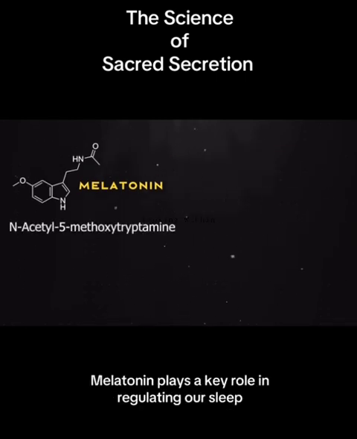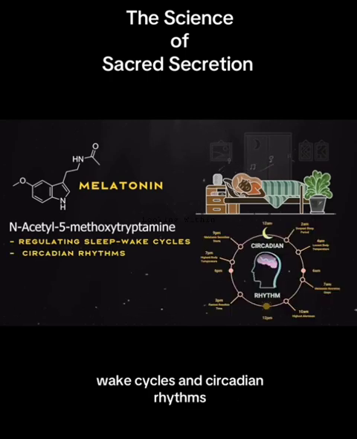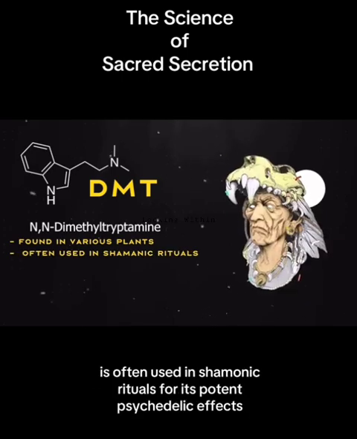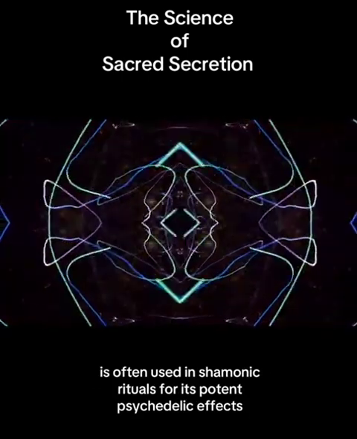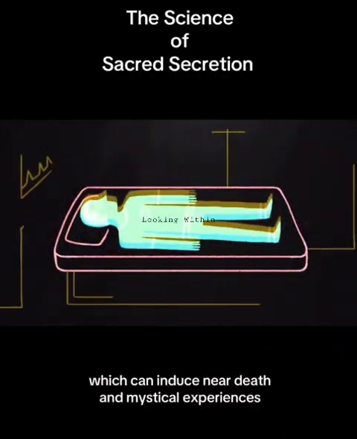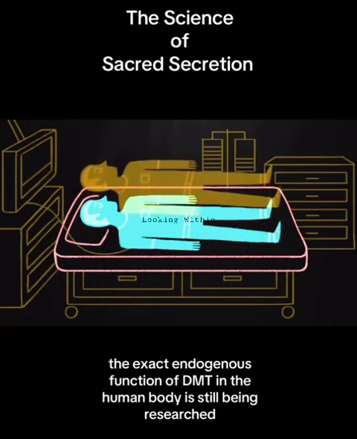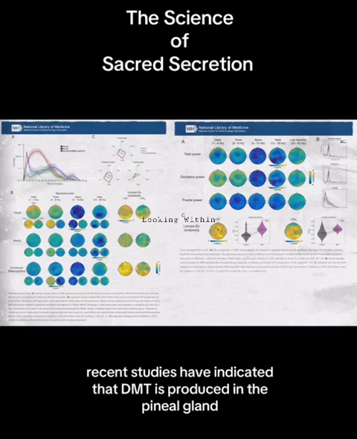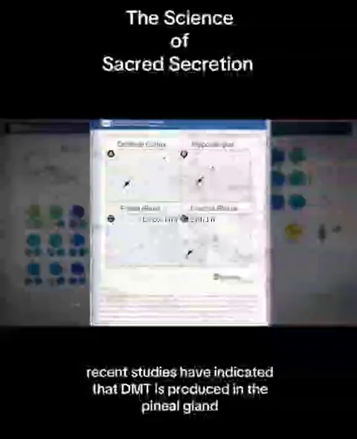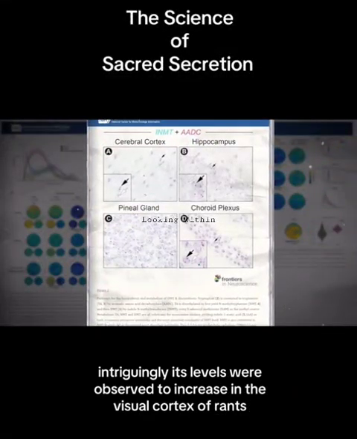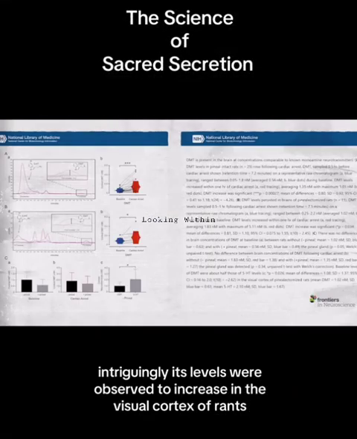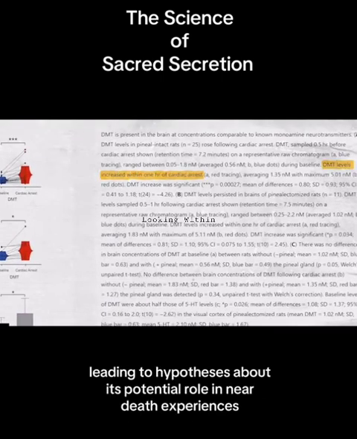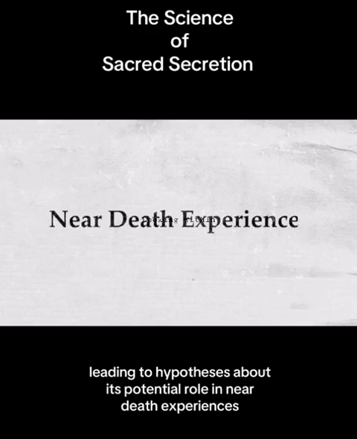Melatonin plays a key role in regulating our sleep-wake cycles and circadian rhythms, while DMT, commonly found in various plants, is often used in shamanic rituals for its potent psychedelic effects, which can induce near-death and mystical experiences. The exact endogenous function of DMT in the human body is still being researched. Recent studies have indicated that DMT is produced in the pineal gland, choroid plexus, and brain. Intriguingly, its levels were observed to increase in the visual cortex of rats during cardiac arrest, leading to hypotheses about its potential role in near-death experiences.